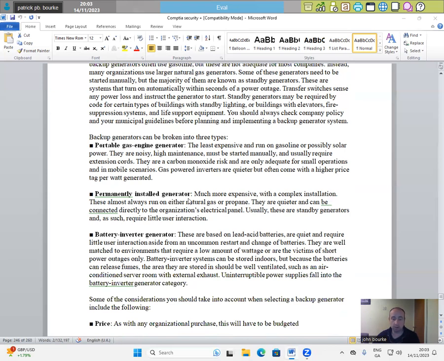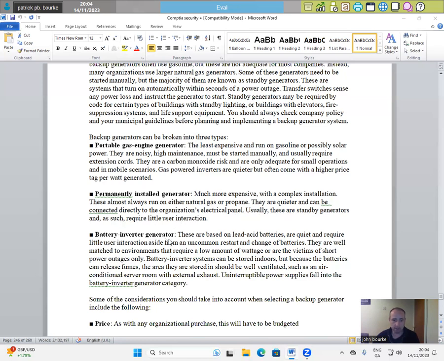Permanently installed generator: much more expensive, with a complex installation. These are almost always run on either natural gas or propane. They are quieter and can be connected directly to an organization's electrical panel. Usually these are standby generators and as such require little user interaction.